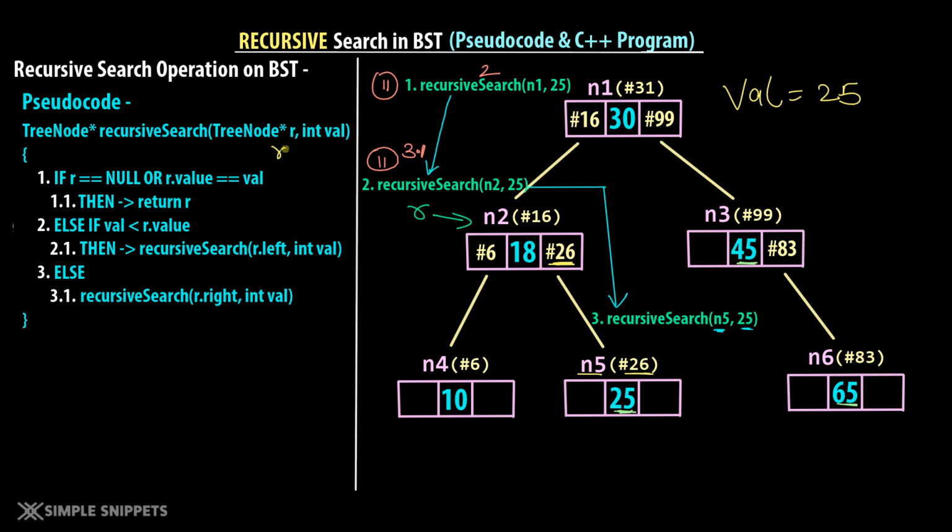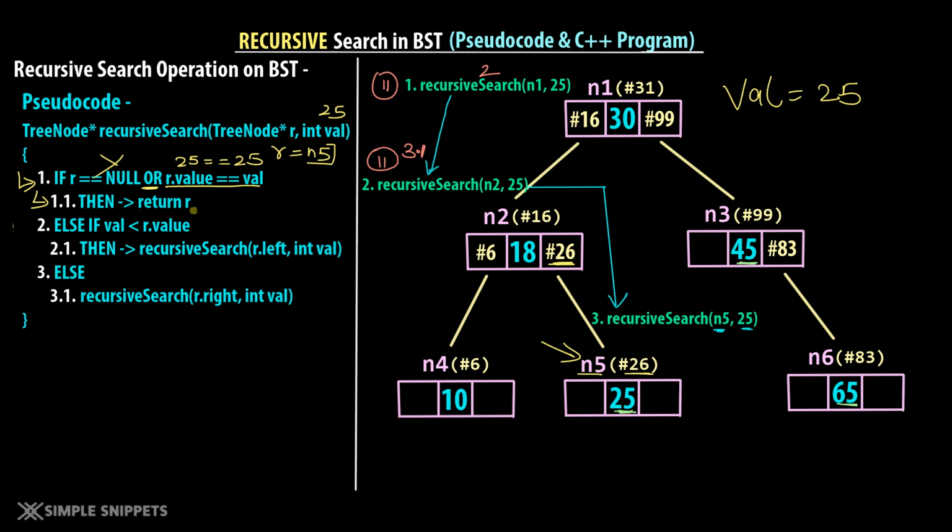Now at this step, r is equal to n5 and the value is of course 25. So at the first step over here, we check if r equals null. R is not null, r is equal to n5. So this is false. But the second condition over here, you can see r dot value. R is currently pointing to n5. n5's value is 25. So is 25 equal to val? Yes, because val is 25. So now since one of the conditions in the if block is true and there is an or in between, this entire if block becomes true, and we go inside this and we execute step number 1.1.